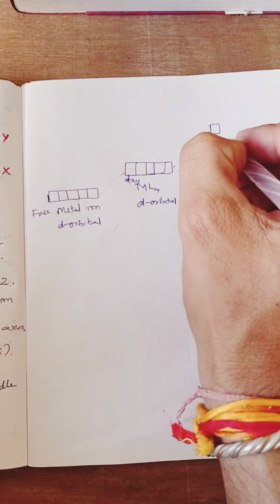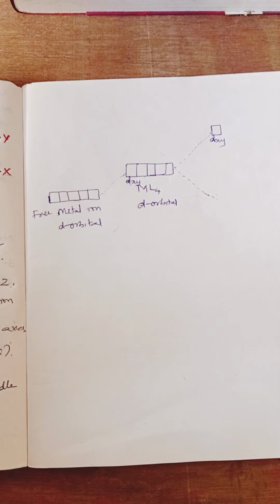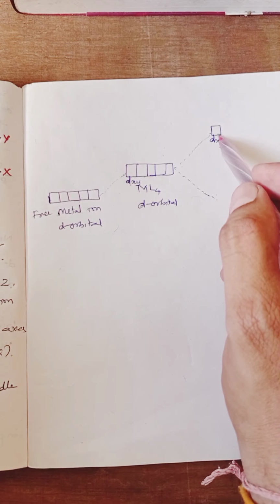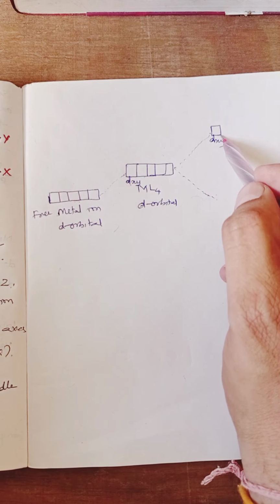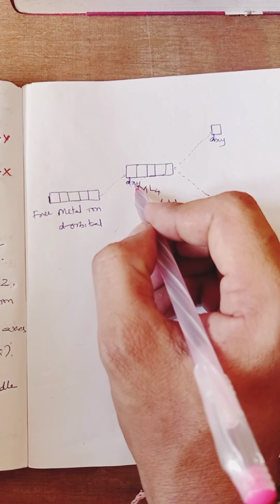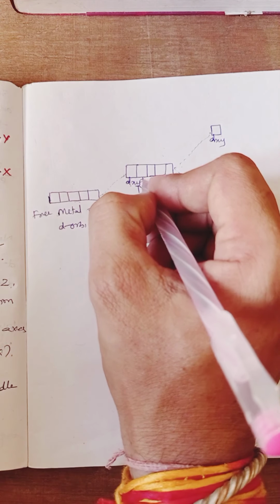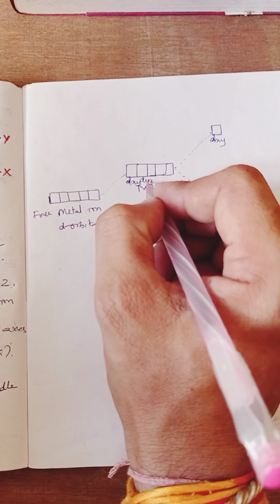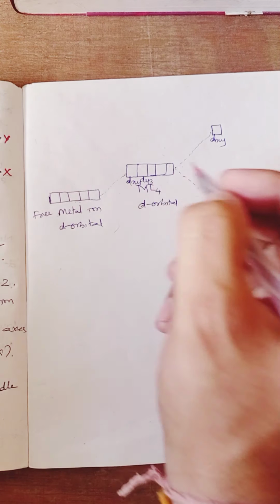With the effect of that, it gets destabilized, and to get stability it raises its energy and reaches a certain higher energy level. Like that, the dyz also has its lobes in between the coordination axes of z and x.